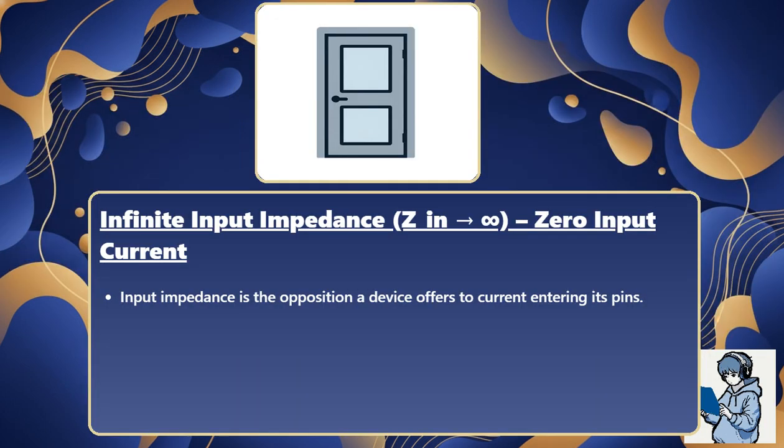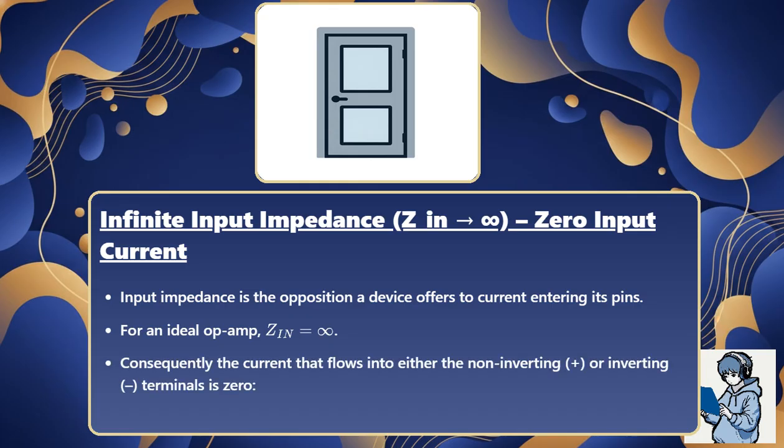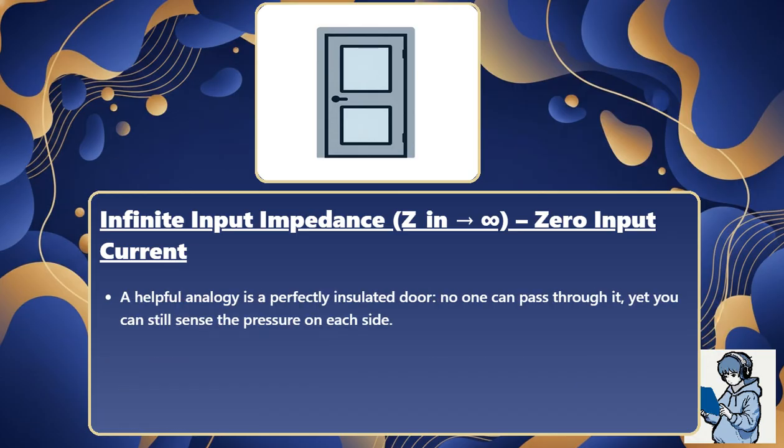Input impedance is the opposition a device offers to current entering its pins. For an ideal op-amp, Z_IN equals infinity. Consequently, the current that flows into either the non-inverting plus or inverting minus terminals is zero. I+ = I− = 0 amperes. A helpful analogy is a perfectly insulated door. No one can pass through it, yet you can still sense the pressure on each side.